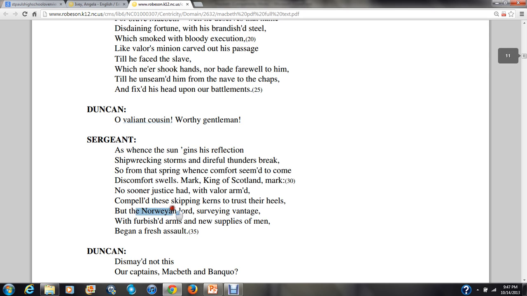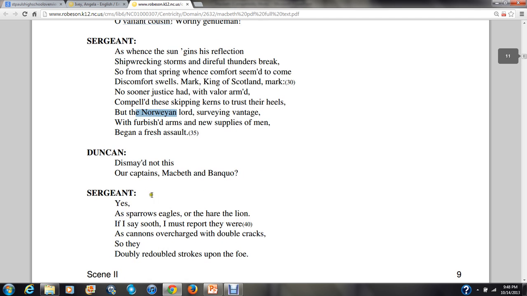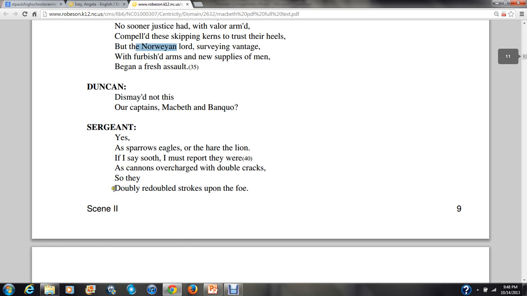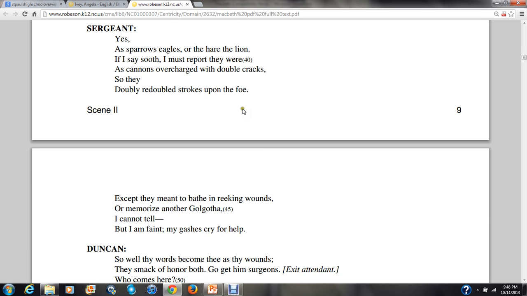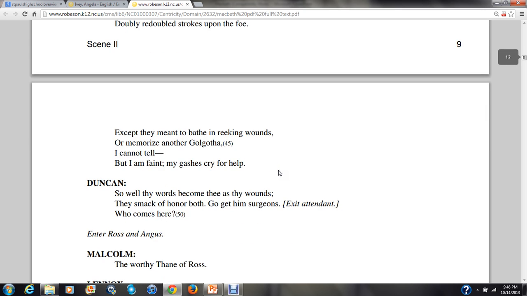Here we get the Norwegian lord, so we know that they are fighting against Norway. Norway has attacked Scotland with the help of a couple of Scottish nobles. And this scene here just basically discusses how Macbeth and Banquo, who was his right-hand man, so to speak, came together and began doubling their efforts to win the battle.